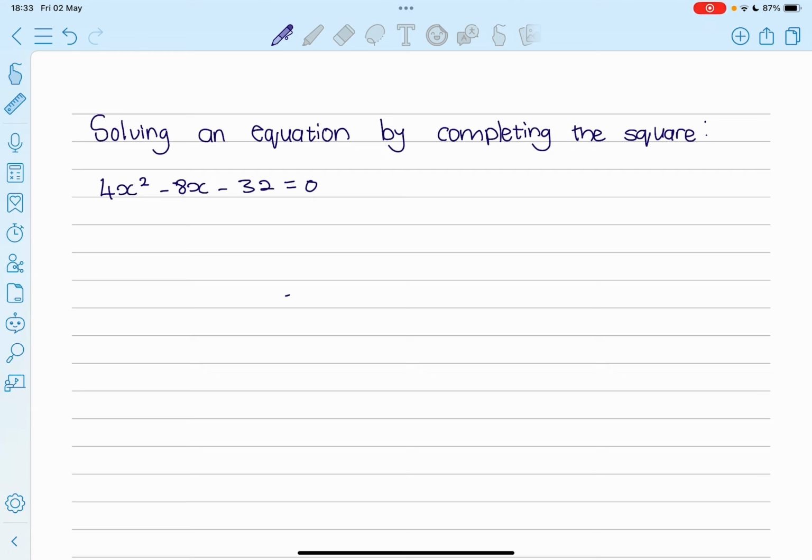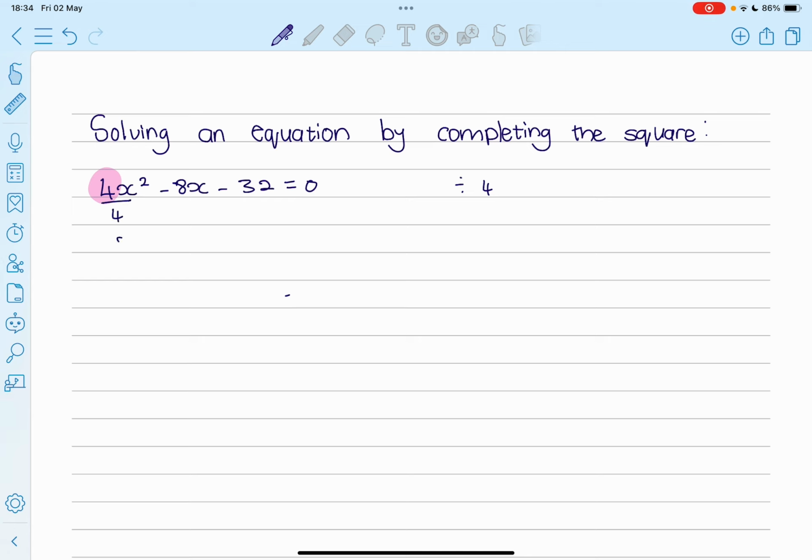When you want to complete the square, the first step is to make sure that the coefficient of x squared is 1. If it's not 1, we need to divide everything by that coefficient. So in this case, we need to divide everything by 4. So here we divide by 4.